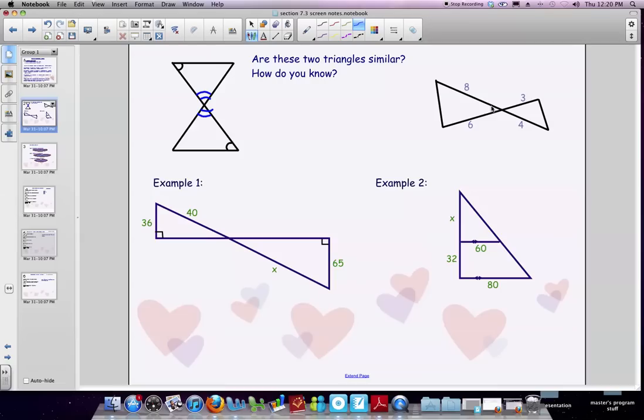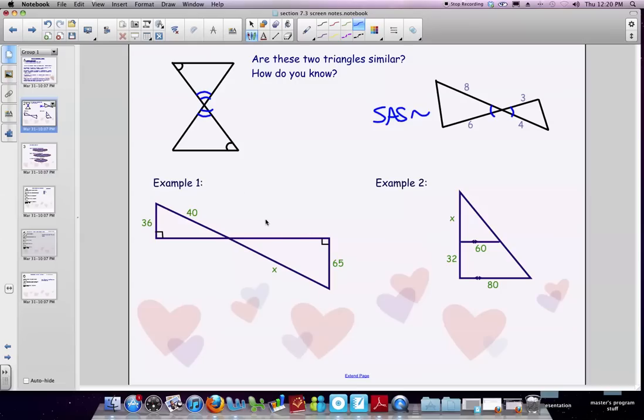Do we know that this angle is congruent to this angle? It's the included angle between the 2 sides. And the answer is yes. They are vertical angles, therefore they are congruent to each other, therefore the side-angle-side similarity theorem works. These two triangles are similar.